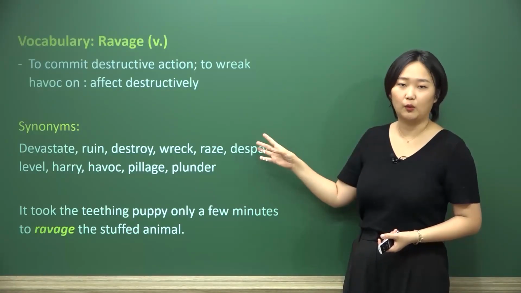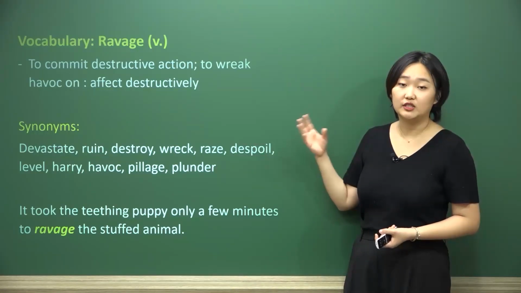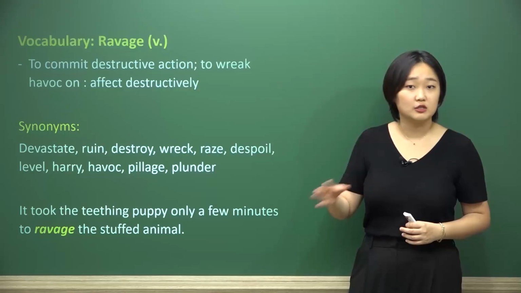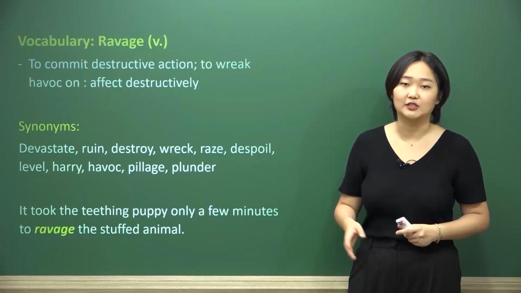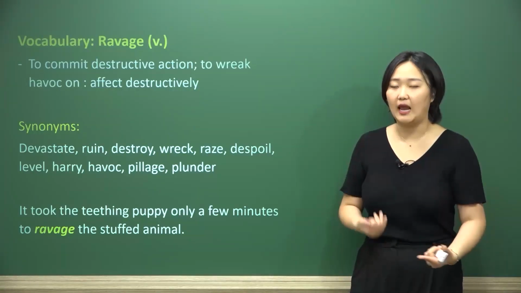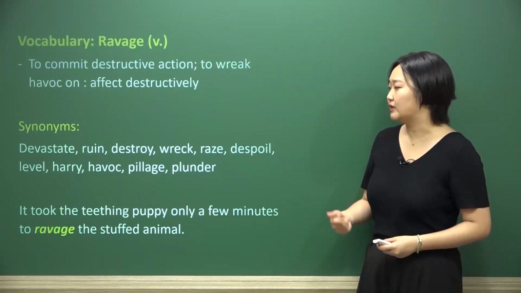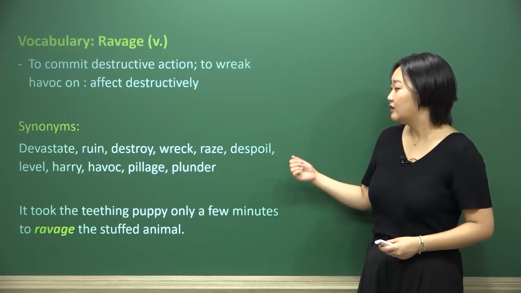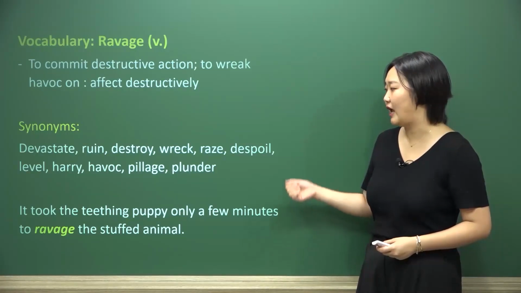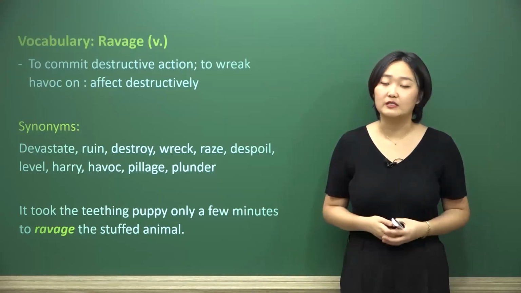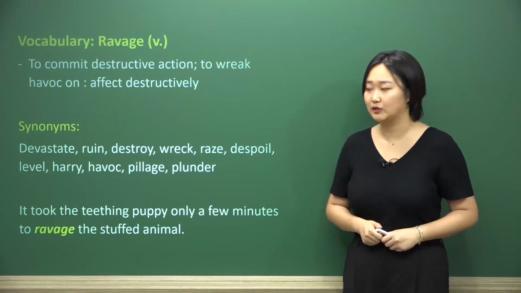We've already looked at the word havoc before, and so this should give us an idea of how this damage is being done. It's not a simple, slow, very specific kind of damage. It is creating chaos and also creating damage too. Synonyms here would be devastate, ruin, destroy, wreck, raze, despoil, level, harry, havoc, and pillage and plunder. We've also talked about the words pillage and plunder in a previous video, and so these should come very naturally to us.